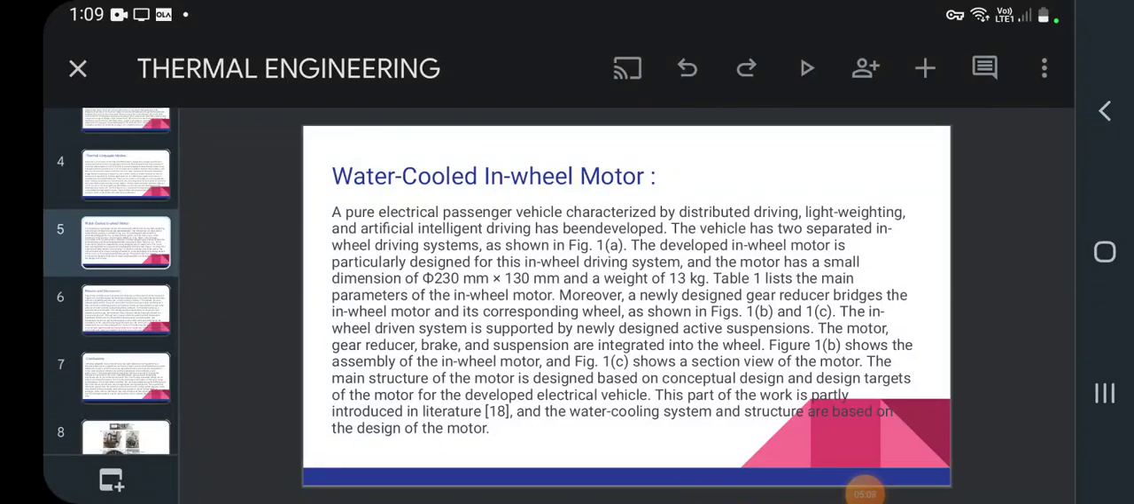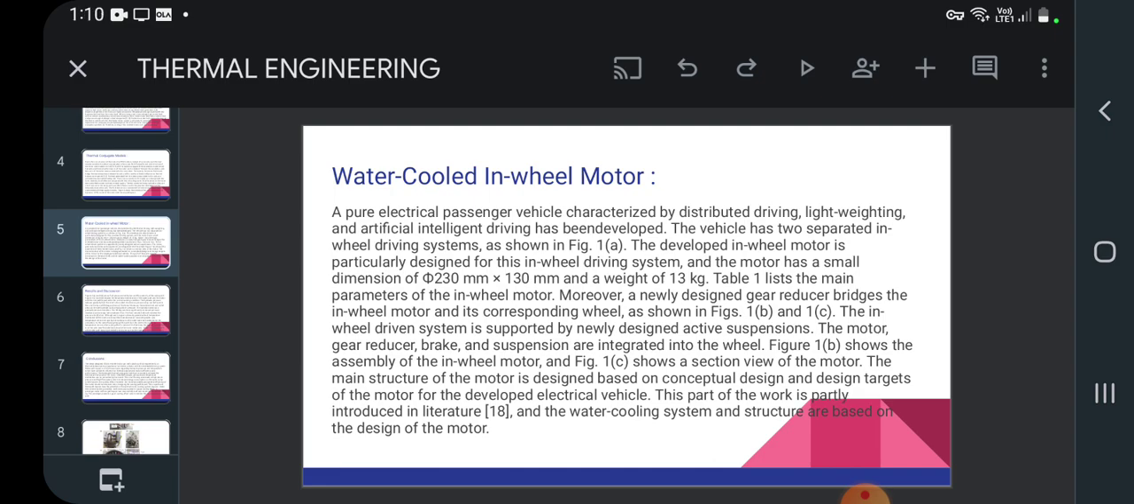A water cooled in-wheel motor. A pure electric passenger vehicle characterized by distributed driving, lightweighting, and artificial intelligent driving has been developed. The vehicle has two separate in-wheel driving systems, as shown. The developed in-wheel motor is particularly developed for the in-wheel driving system, and the motor has smaller dimensions, 230 by 130, and a weight of 13 kg, and the table lists the main parameters of the in-wheel motor.